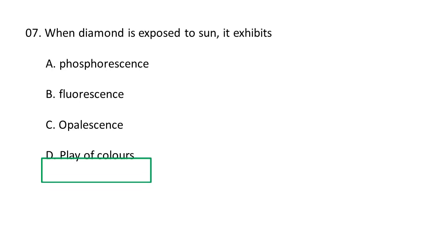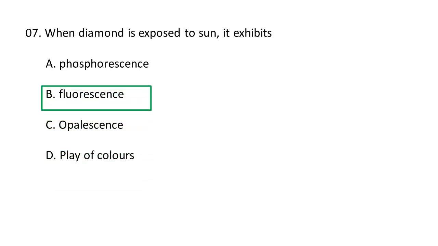Next question. When diamond is exposed to sun, it exhibits A. phosphorescence, B. fluorescence, C. opalescence, and D. play of colors. So the correct option is B, fluorescence. It is a colored glow that is usually blue. Fluorescence is a natural phenomenon that occurs when diamond absorbs energy from ultraviolet light and releases it as photons. The glow is caused by the presence of natural elements like boron, nitrogen, or aluminum in the diamond.